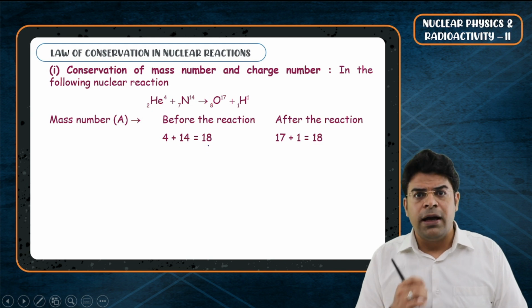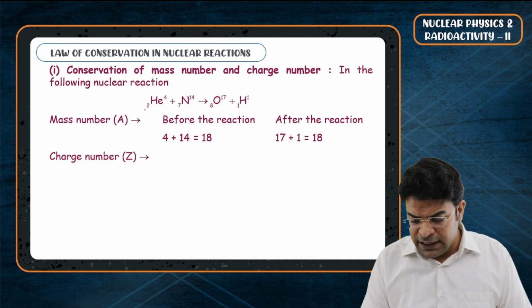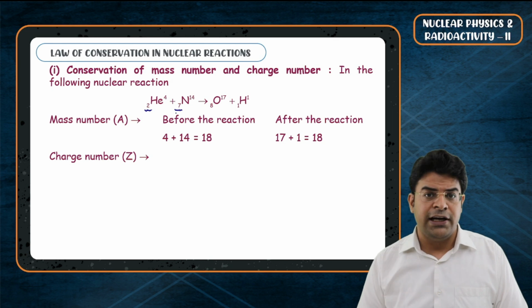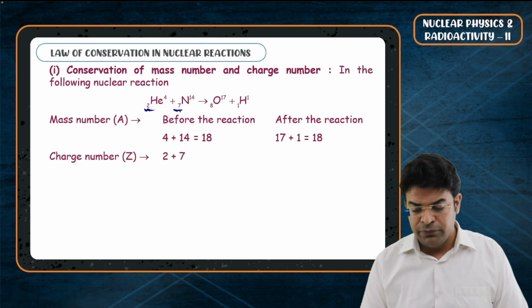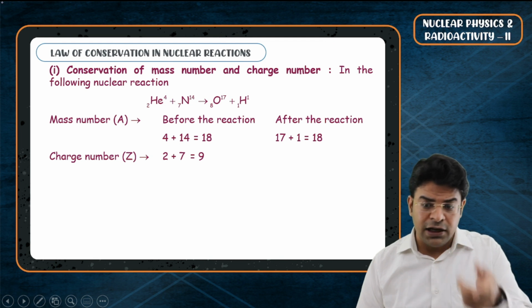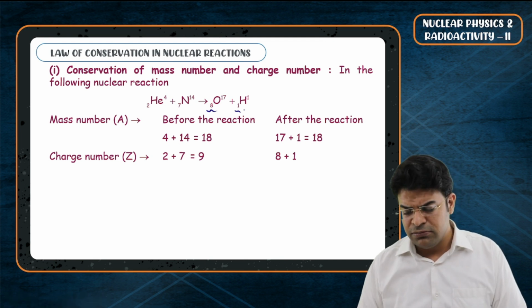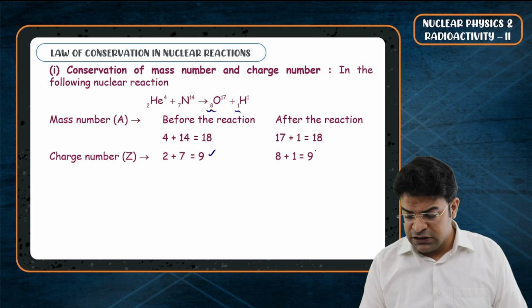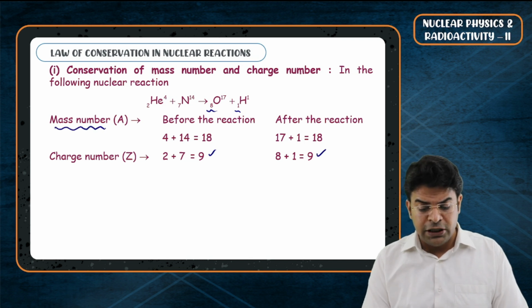Now let's talk about charge number. So you will say that the total charge before the reaction is 2 plus 7, that is 9. And the total charge after the reaction is 8 plus 1, that is also 9. So the charge remains conserved and mass number remains conserved.